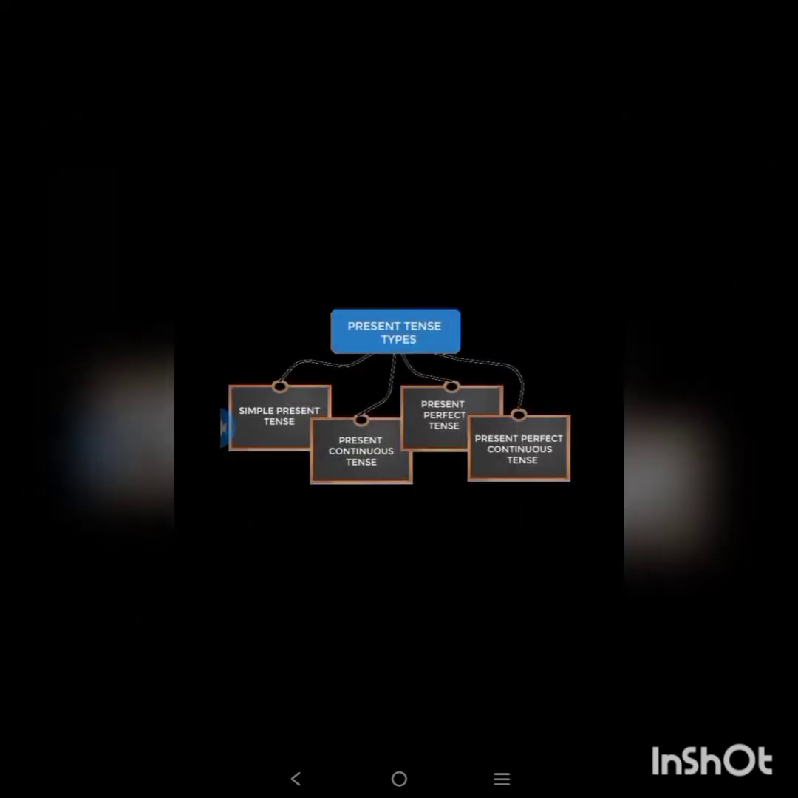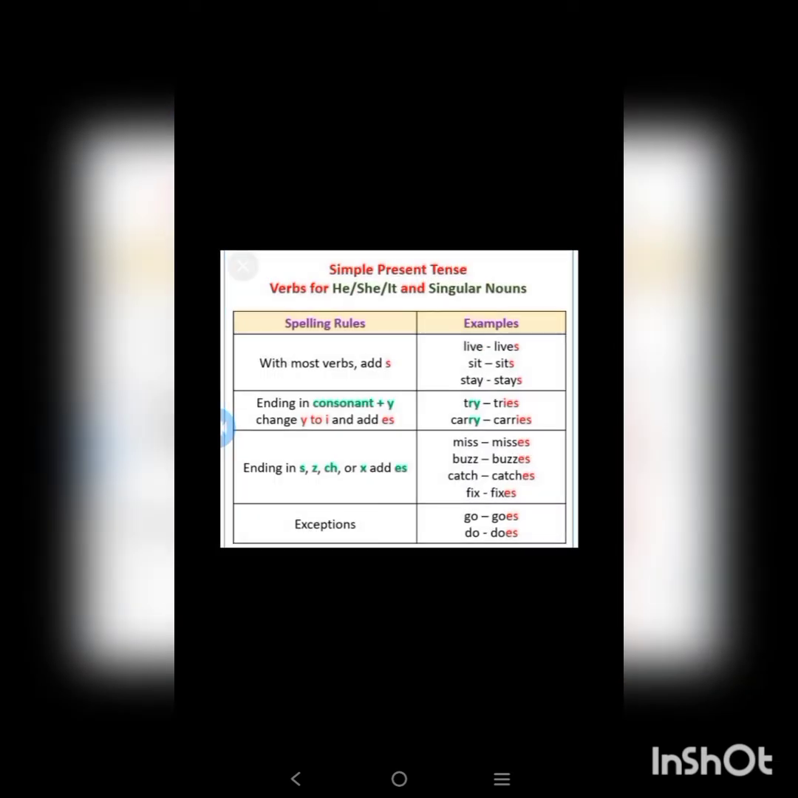Okay, so listen carefully. The first one is simple present tense, the second one is present continuous tense, then present perfect tense, and present perfect continuous tense. So the types of present tense are simple present tense, present continuous tense, present perfect tense, and present perfect continuous tense. These are the four types of present tense. Now we can see about simple present tense.